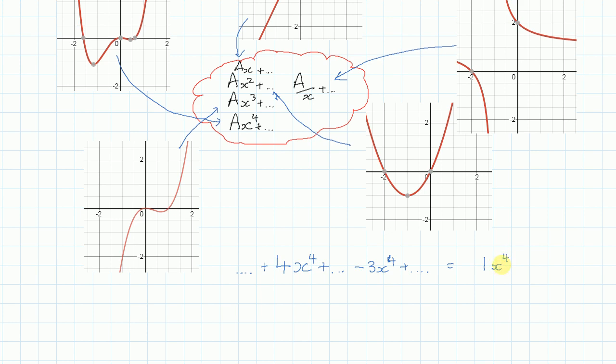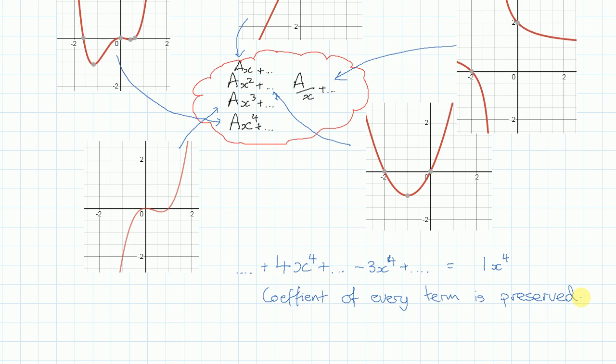I can't do away with this x to the 4 term and replace it with anything else. Or I can't make it smaller and add other bits to it to make it exactly the same graph as this. So the principle of equating coefficients says the coefficient of every term is preserved. You can only make x to the 4 terms the same as x to the 4 terms.